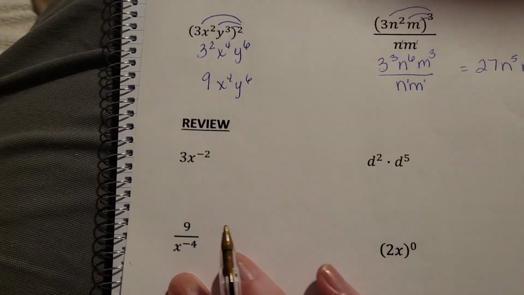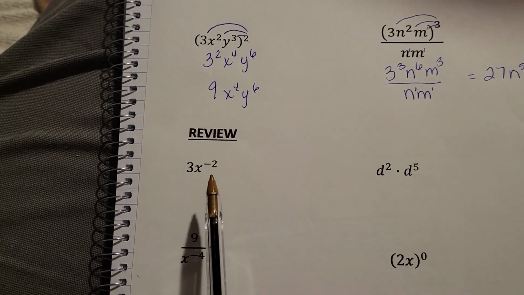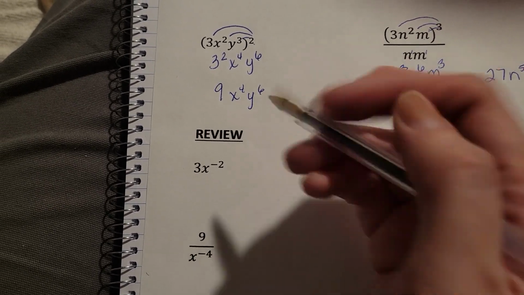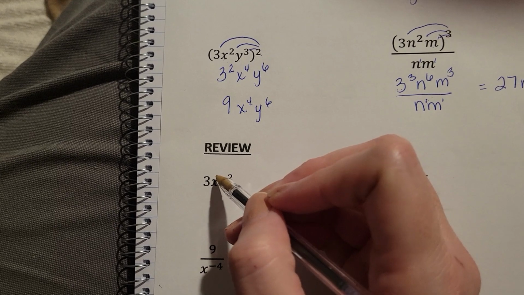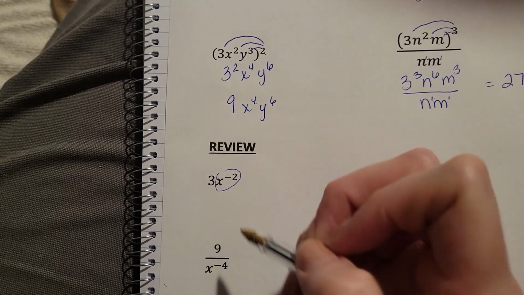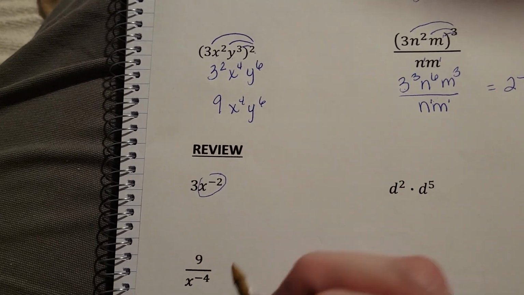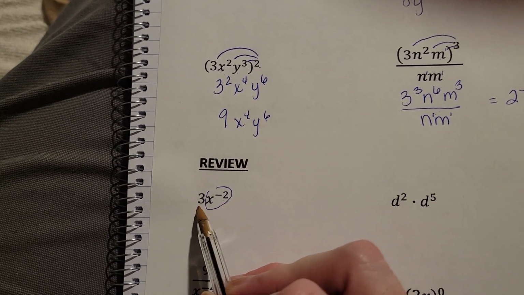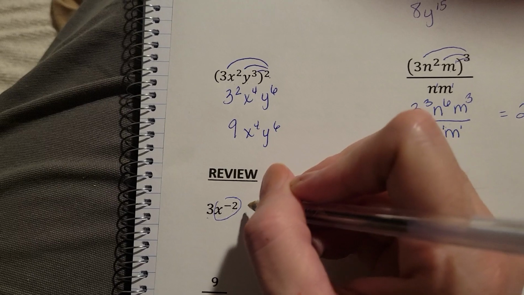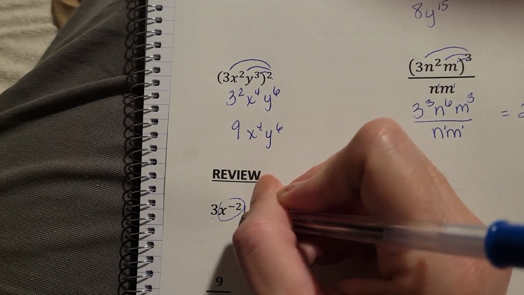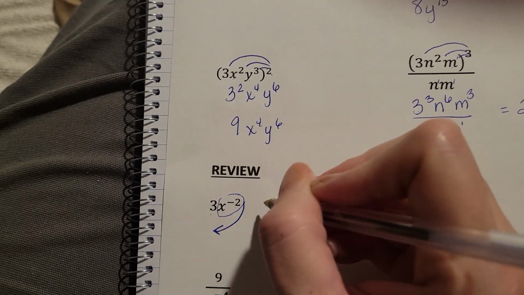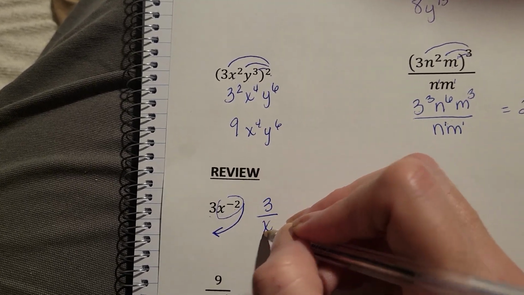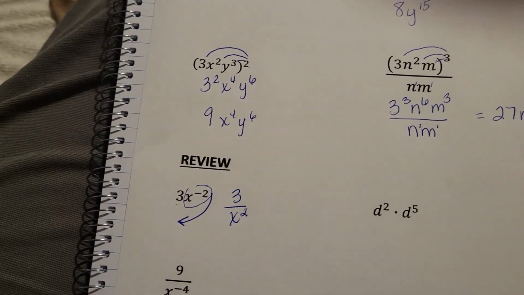And then I want to do a quick review of the negative exponents. So 3x to the negative 2 power. Notice that x is the base. The 3 really has nothing to do with it because of order of operations. Order of operations says do the exponent first, then do the multiplication. So what's going to happen is this is going to drop down below the 3. And that's going to be 3 over x to the positive 2 power.